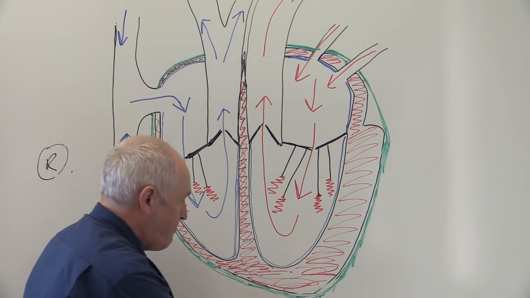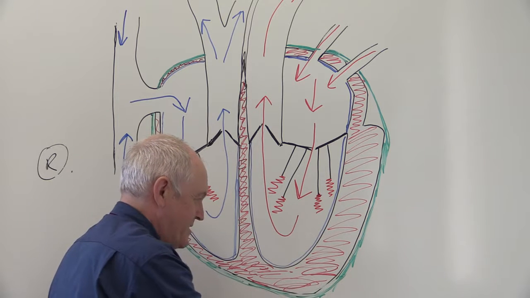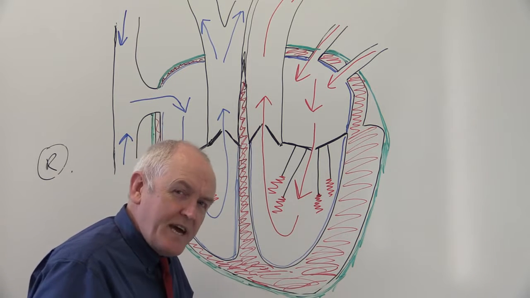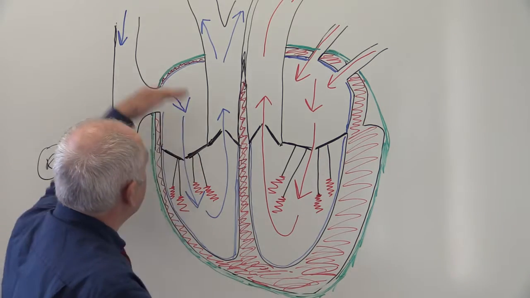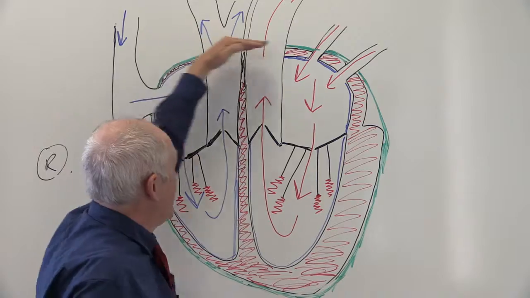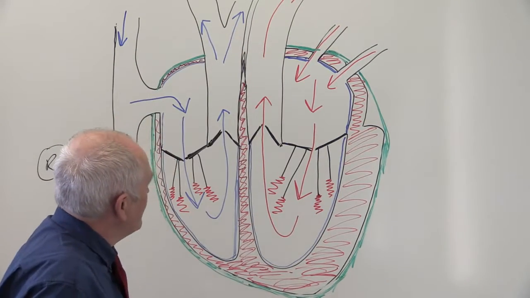Now, this bit of the heart at the bottom here, where it goes a bit pointed, confusingly that's called the apex. So the apex is at the bottom, and this bit here is the base of the heart. The base is flatter and the apex is more pointed.